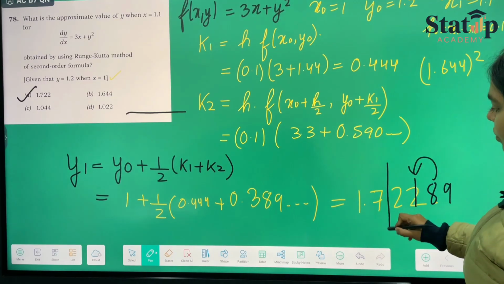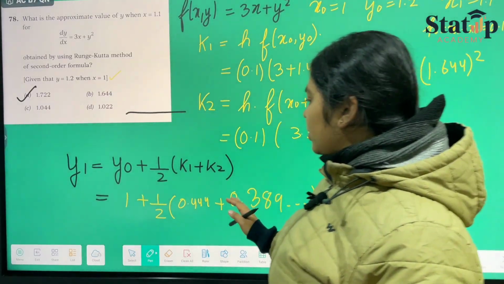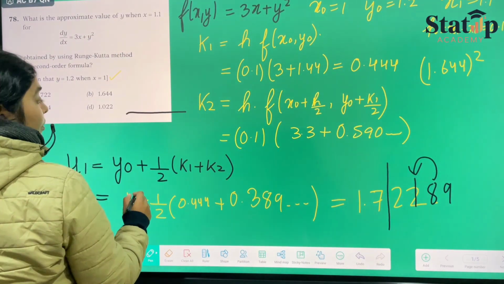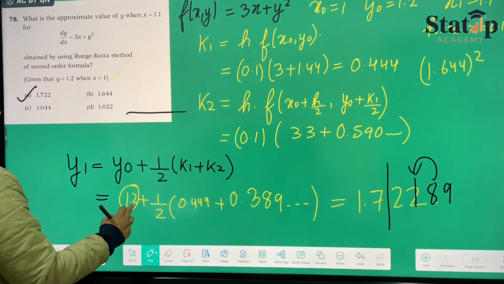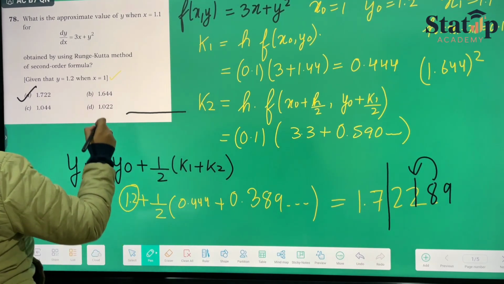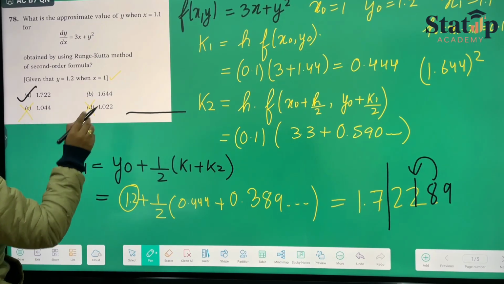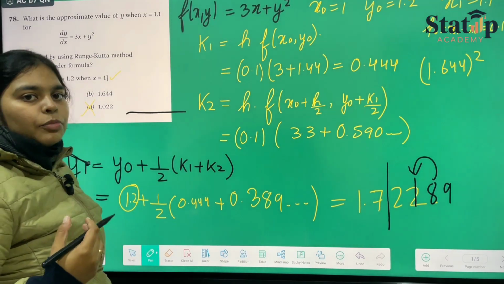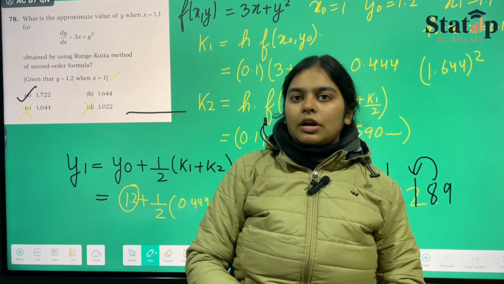Till here, if you also calculate, you will get the answer as 1.722, and from here also you will see that your answer should be greater than 1.2. This D option and this C option gets cancelled, and only two options have the probability of being correct. So that's all for the Runge-Kutta method.